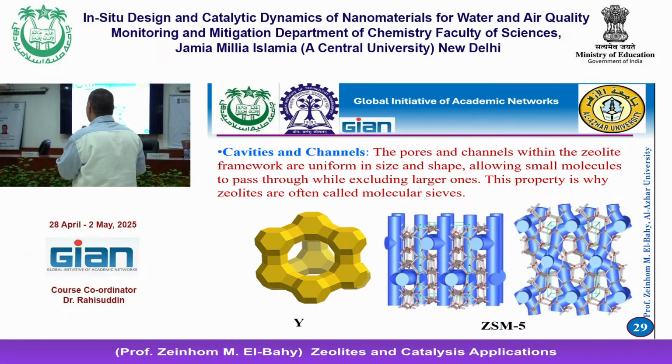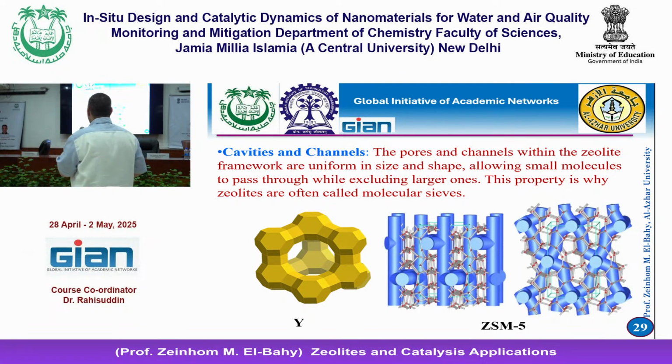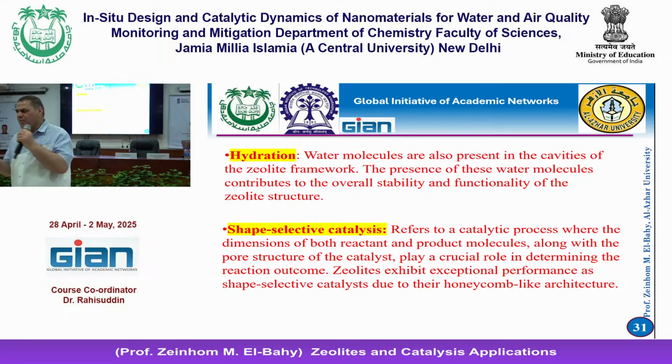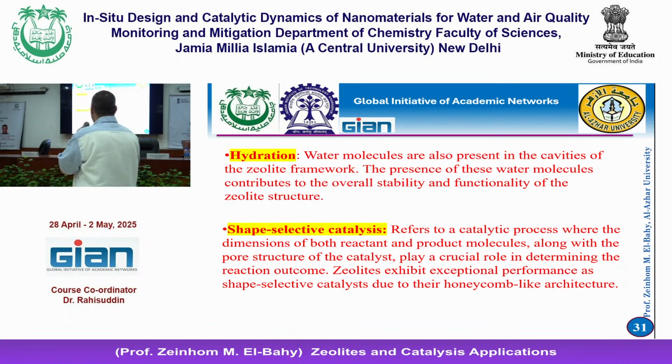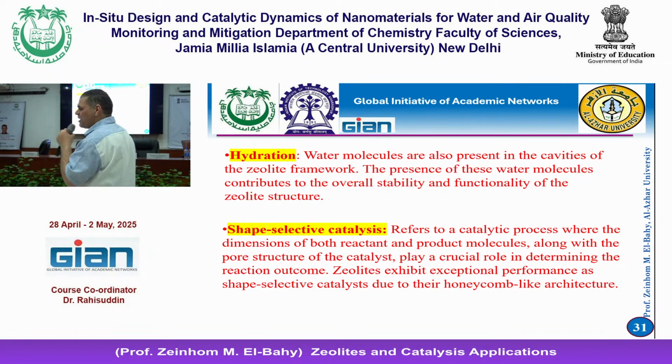It has the property of ion exchange. That's why it is used in water purification and removing hardness of water. And hydration: of course, it has the capacity to absorb H2O from air. That's why it is used for this purpose as well. Shape selective catalysis is what we look for as people who are working in catalysis. They are looking for this type of property, which is shape selective catalysis.